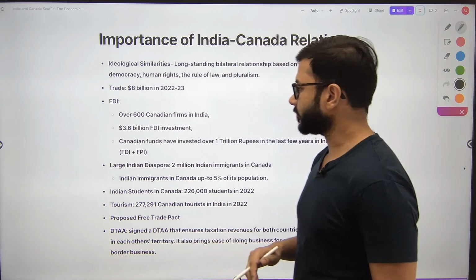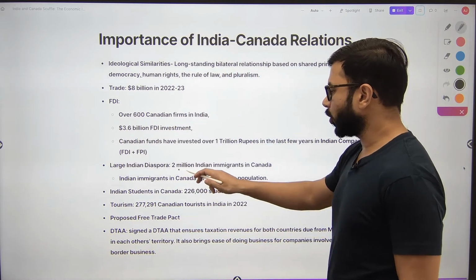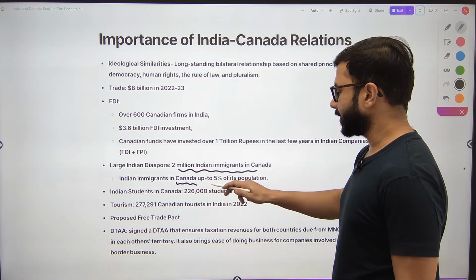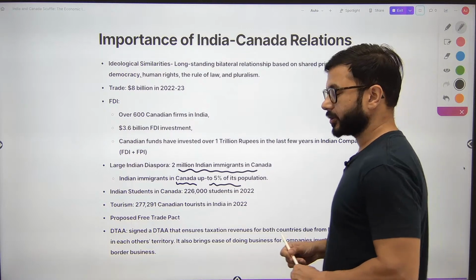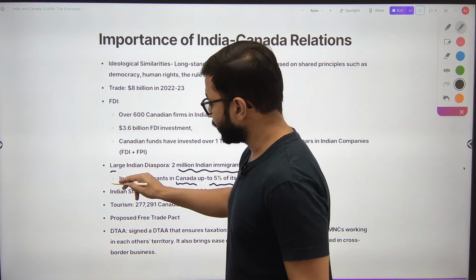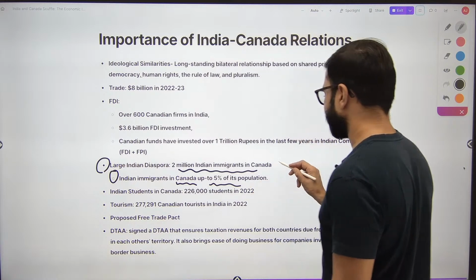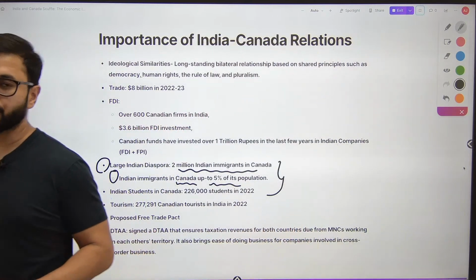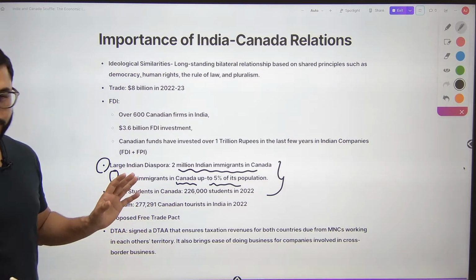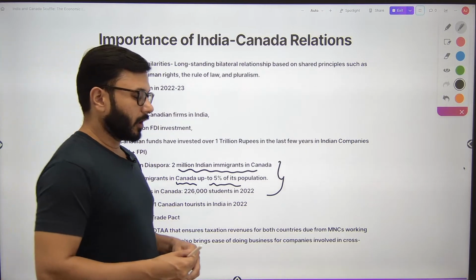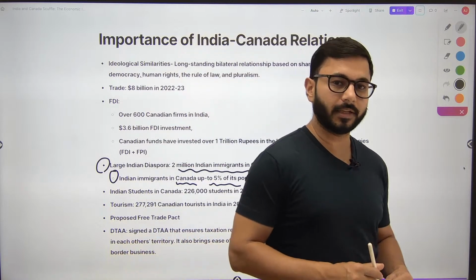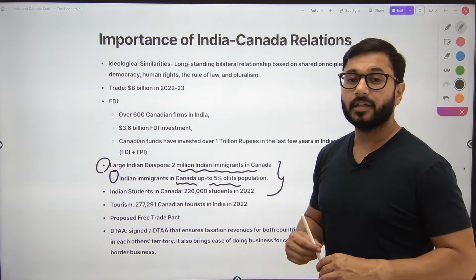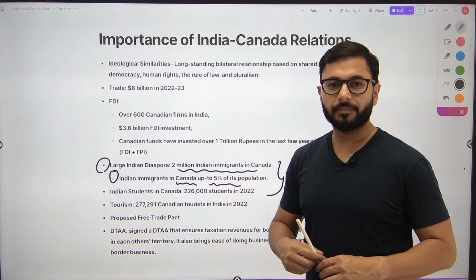ठीक है. Large Indian diaspora: 2 million Indian immigrants in Canada, and Indian immigrants in Canada form about 5% of its population. Now, I was also surprised. If this question comes in the examination, you will be confused and you might end up answering it incorrectly. मैंने बहुत सर्च किया. I searched it on the Canadian Embassy's website also, the Indian Embassy website also, but this was the best data that I could find. I also felt that it should be more than 5%.